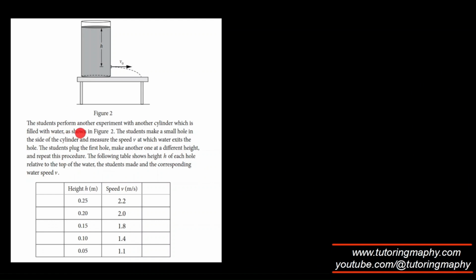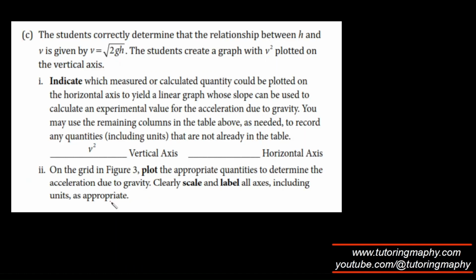Okay, now they are performing another experiment with another cylinder which is filled with water as shown over here. The students make a small hole at the side of the cylinder and measure the speed v at which the water exits the hole. The students plug the first hole and make another one at a different height and repeat this procedure. The following table shows the height of each hole related to the top of the water, and the students measure the corresponding water speed. So they now have a relationship based on various heights and the speed of the water. The students correctly determined that the relationship between h and v is given by this.